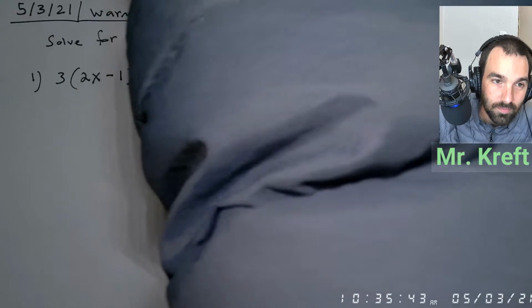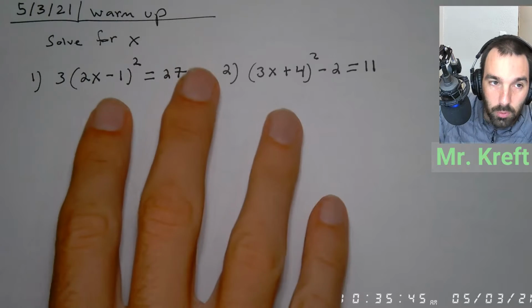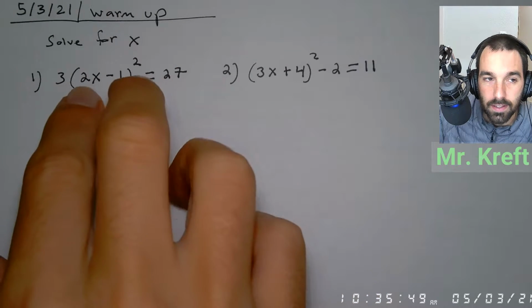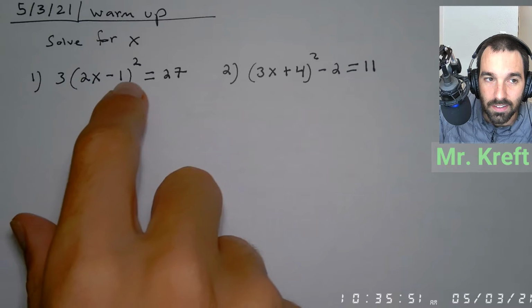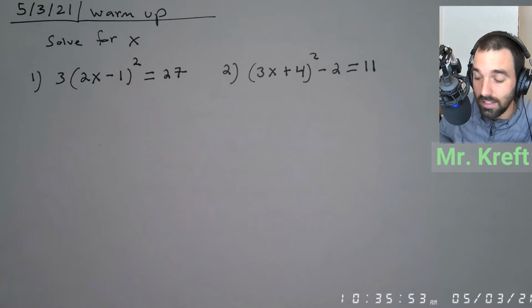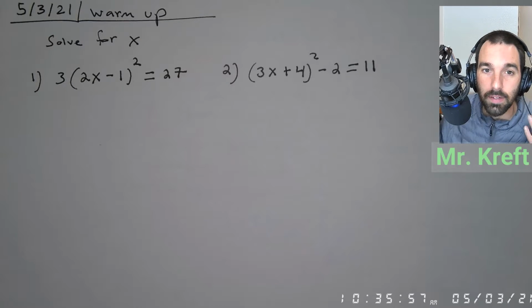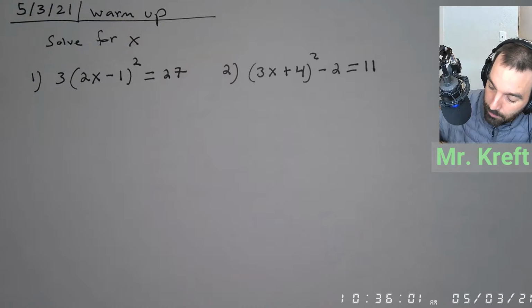Okay, so again, this is what we were working on last time, right? So we had this idea that there's stuff inside the square, right? So when there's stuff inside the square, that means after we square root and do the plus or minus, then we have additional things we need to do. So there's some stuff to do at the end.